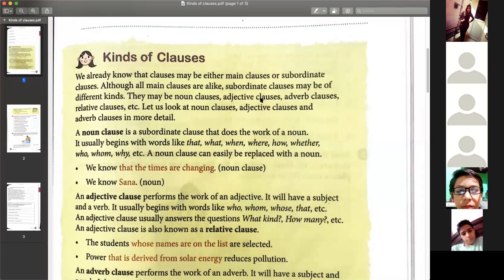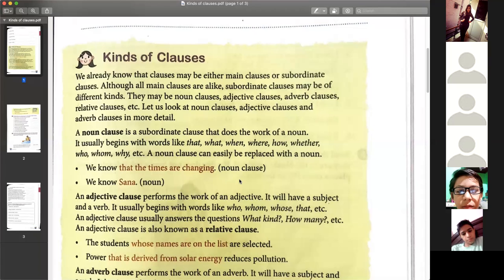Now please mark that a noun clause will act as a noun only, first of all, and then it usually starts with a word like that, what, when, where, how, whether, who, whom, why, etc. If you see the examples, first is a noun clause and second is just a noun. It is not an example of a noun clause.